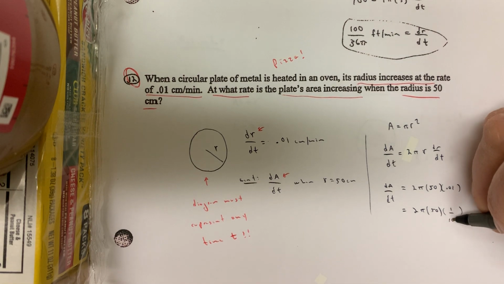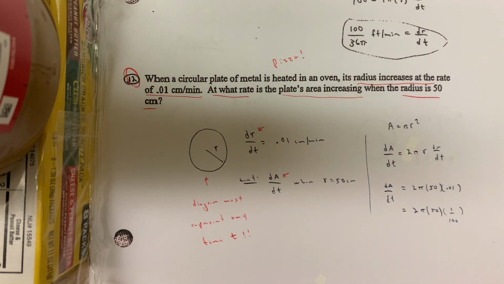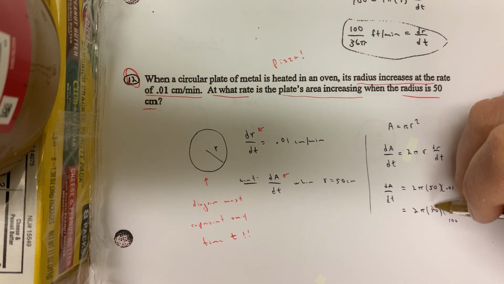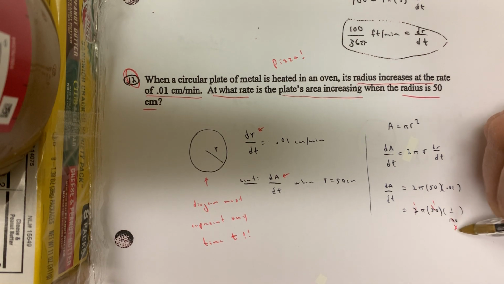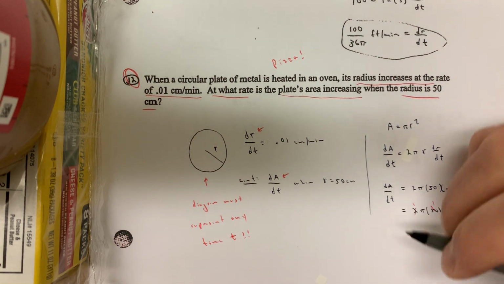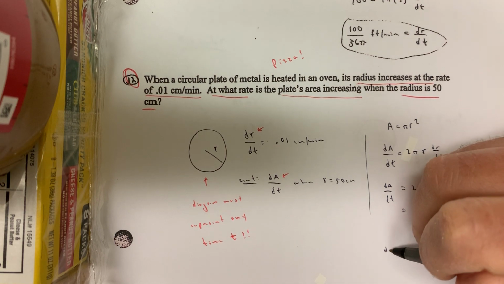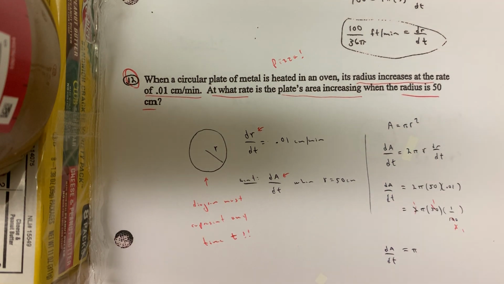0.01, what is that, 1/100th? Right, so if we actually write it that way, it's a lot easier to now actually say, hey, the 50 and the 100, divide both by 50. And then look, the 2, you could divide the 2's by 2, top and bottom, and you're just left with pi. So dA over dt equal to pi.